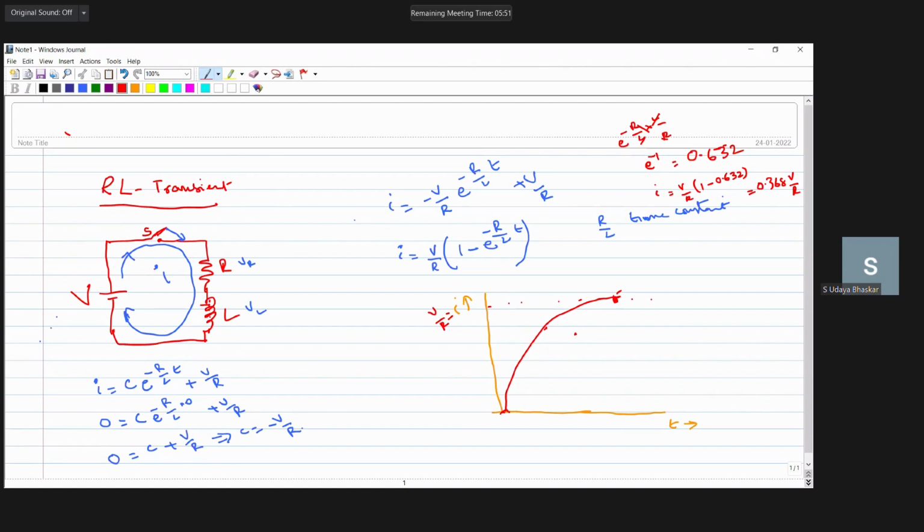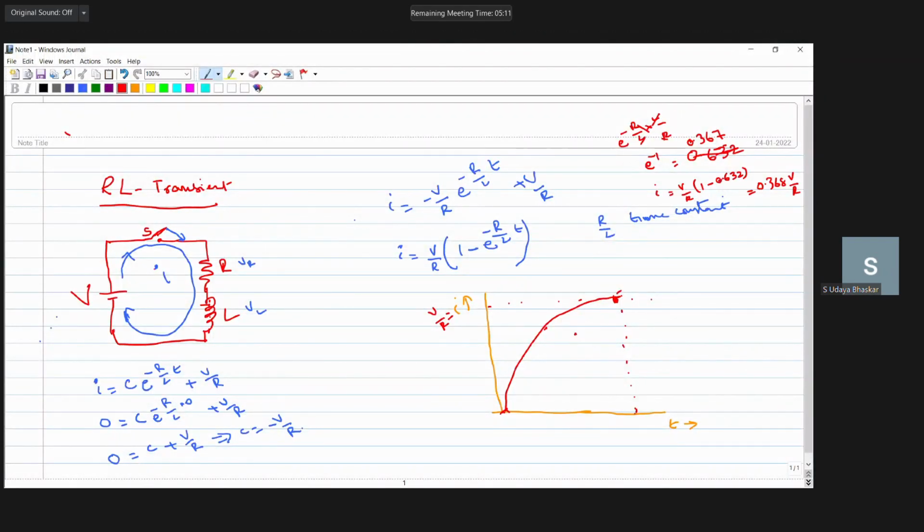From 0 to settling time, we can call it the transient condition. So I is equal to V by R into 1 minus e to the power of minus R by L into T. Sir, e power minus 1 is 0.367. Yes, e to the power of minus 1 is equal to 0.367.